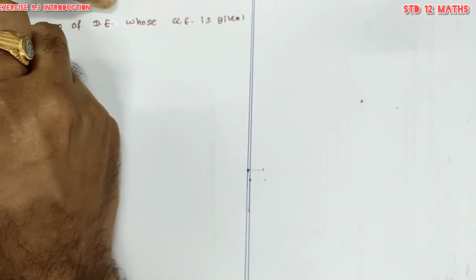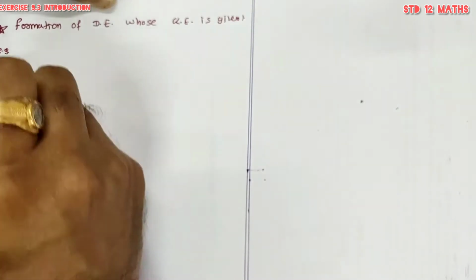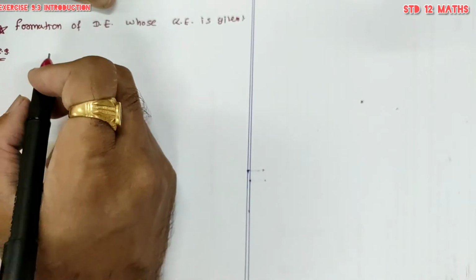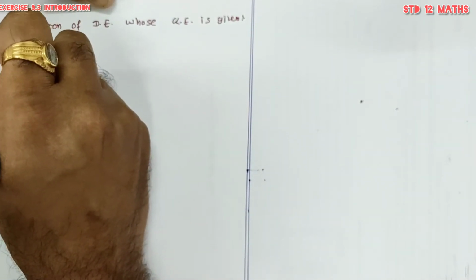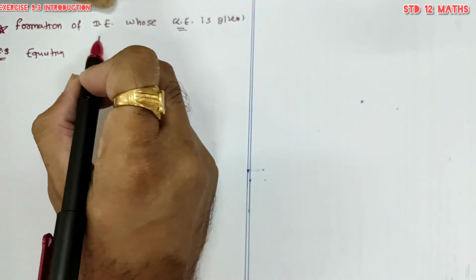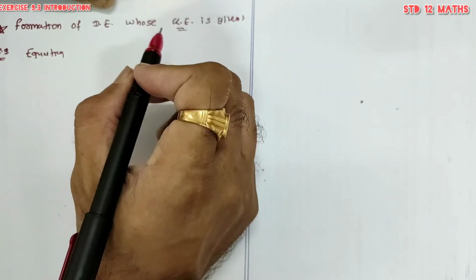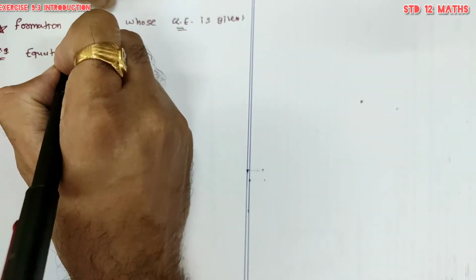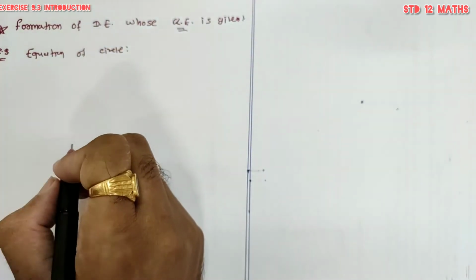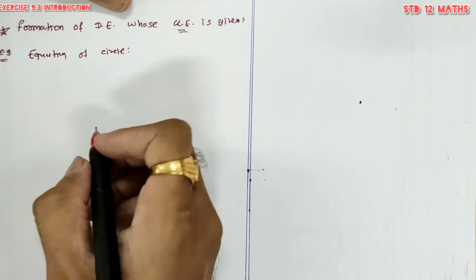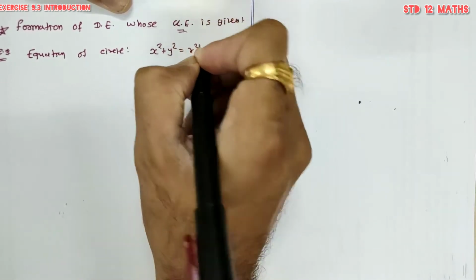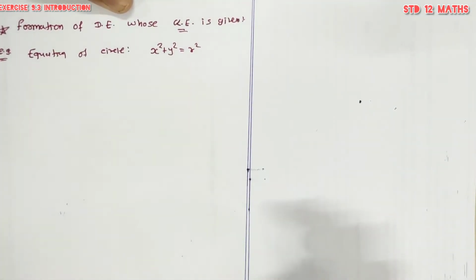For example, if we are given one equation of circle with center at origin and with radius r. So equation of circle, or you can say general equation of circle. We have to derive differential equation of the curve whose general equation is given. So here I am writing the general equation of circle with center at origin and radius r. So equation is x square plus y square equal to r square. Done. This is general equation.